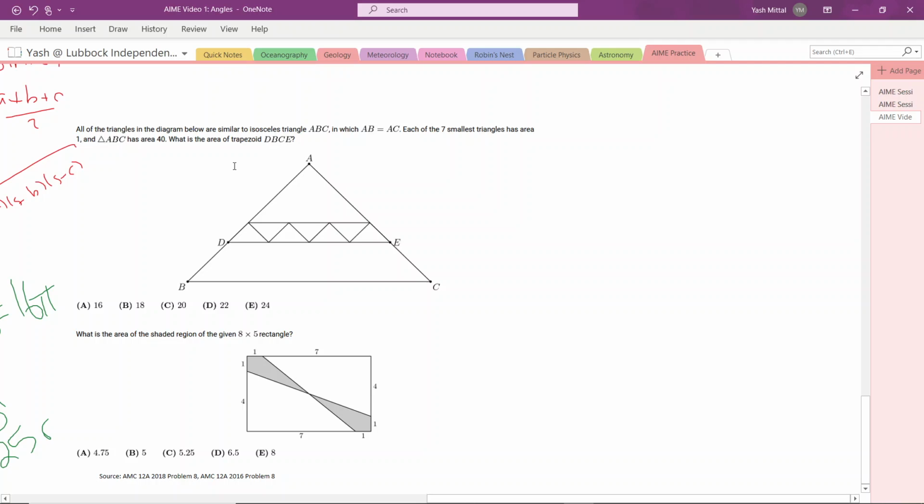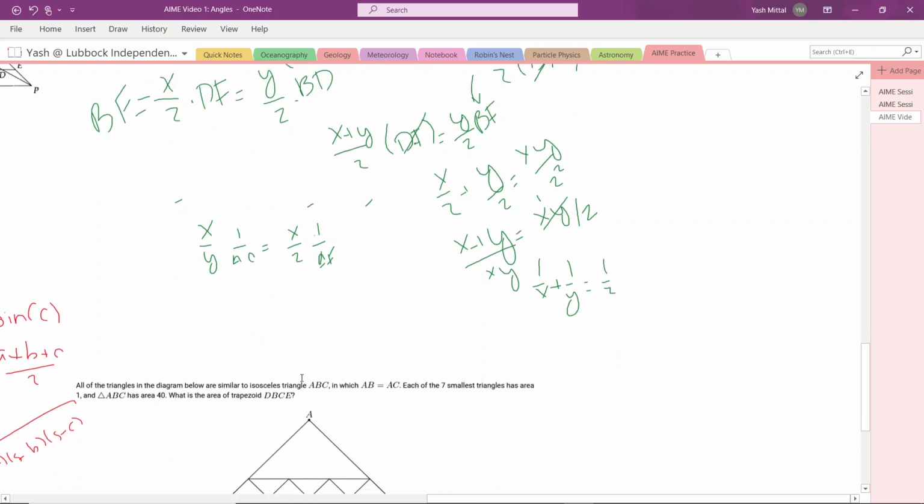Then I have more here. All triangles. What is the area of trapezoid DBCE? What is the area of a shaded region given this 8 times 5 rectangle? So you can figure out just by using triangle formulas to figure out all of this stuff. So we have AMC 12A 2018 top here and AMC 12A 2016. So that's all the similar triangle stuff.